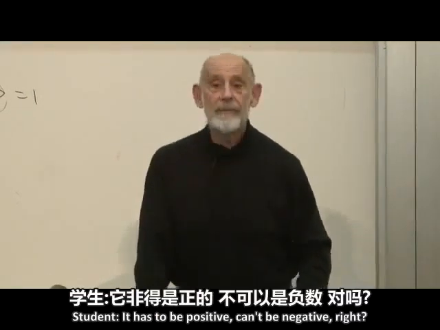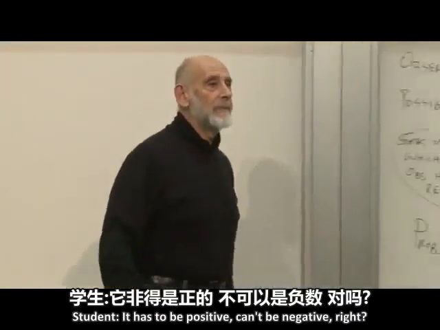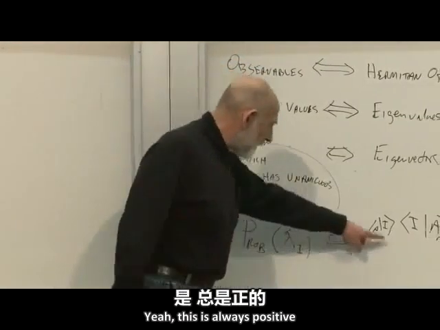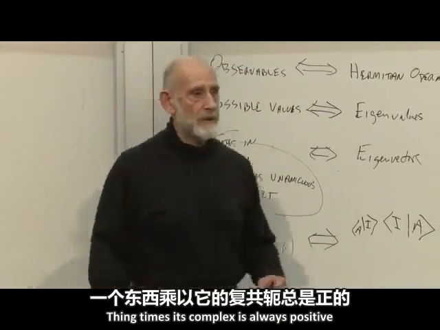Questions? Probability can't be negative. Yeah, that's right. So these are always positive. A thing times its complex conjugate is always positive.